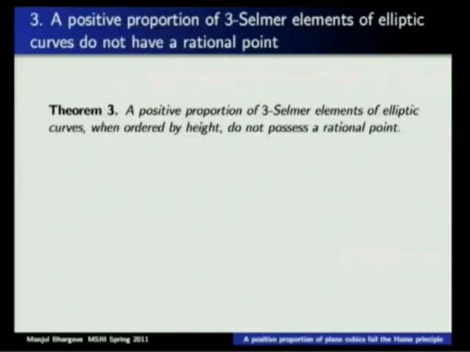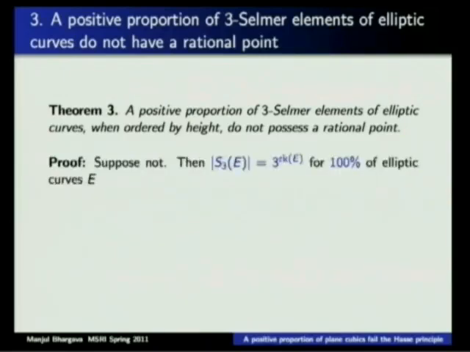So that's the theorem: when those Selmer elements are ordered by the naive height of their Jacobians, a positive proportion of 3-Selmer elements don't possess a rational point, and thus they fail the Hasse principle. So how does one prove this using those Selmer averages? Well, let's suppose not. Suppose that 100% of elliptic curves have the property that the size of the 3-Selmer group is just 3 to the rank. In other words, the Selmer group is coming entirely from rank, not from Sha.